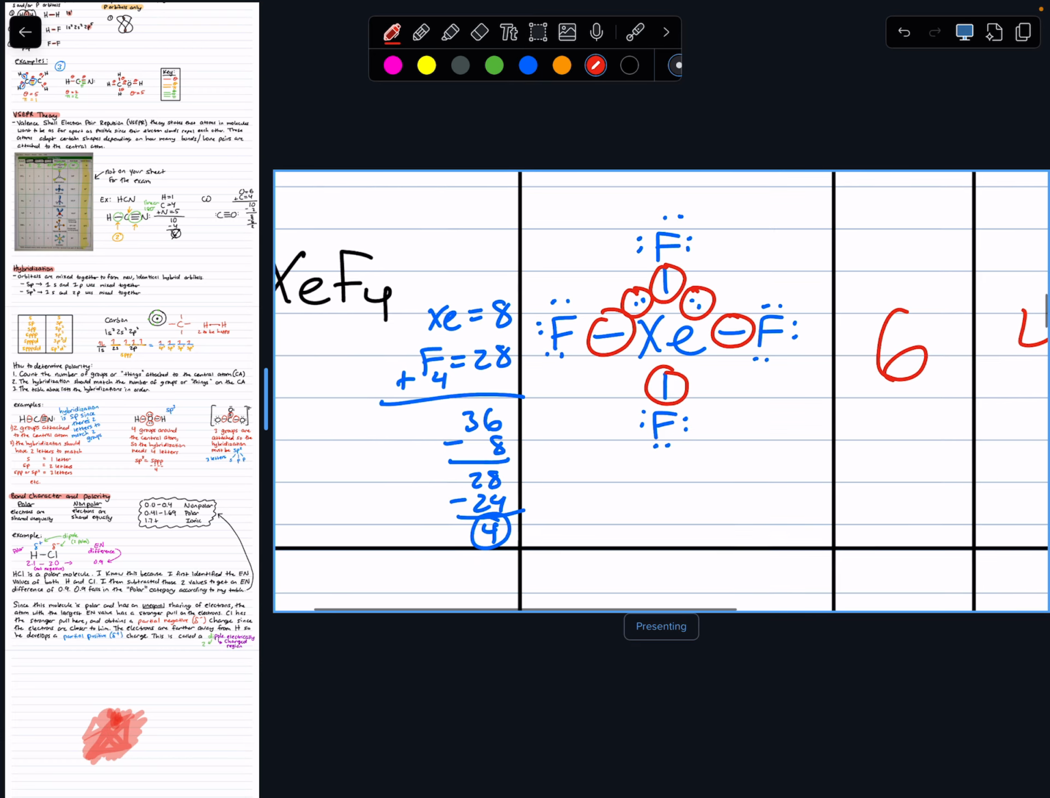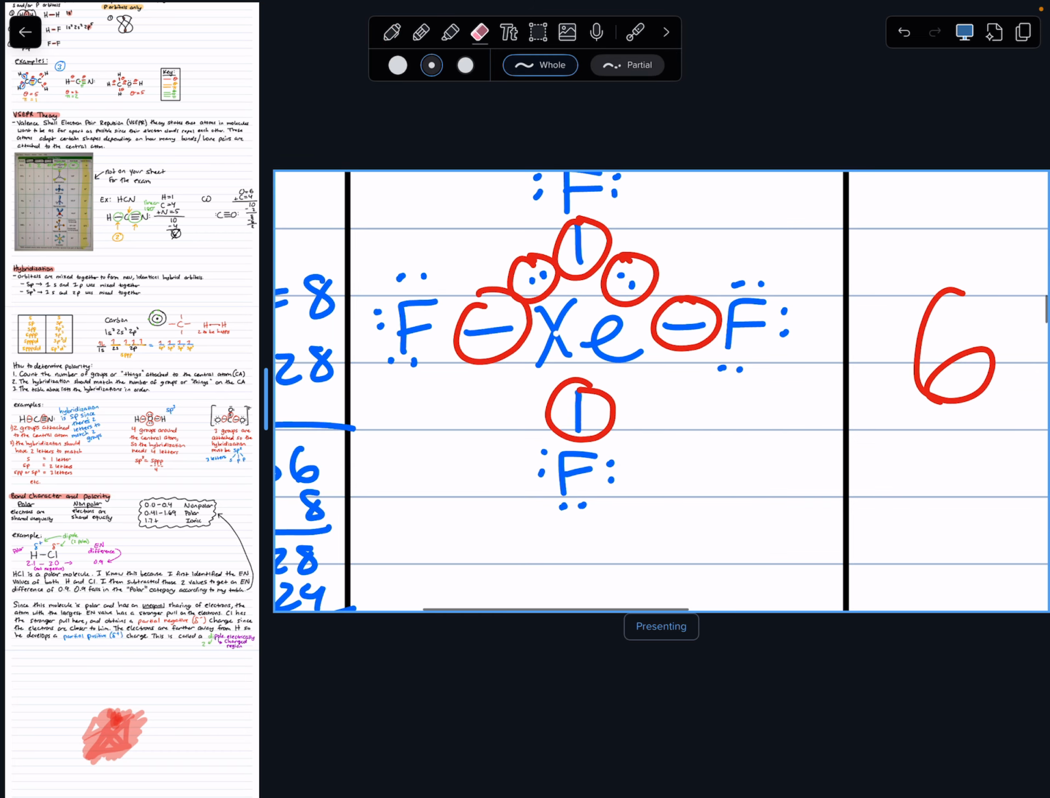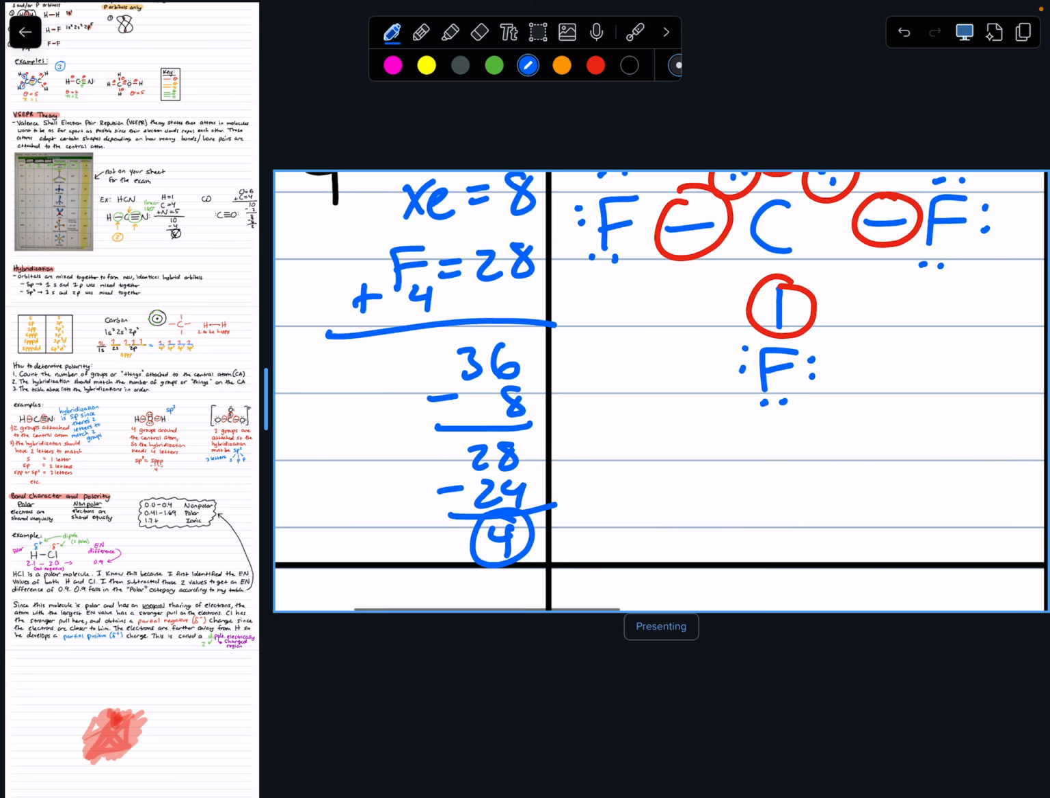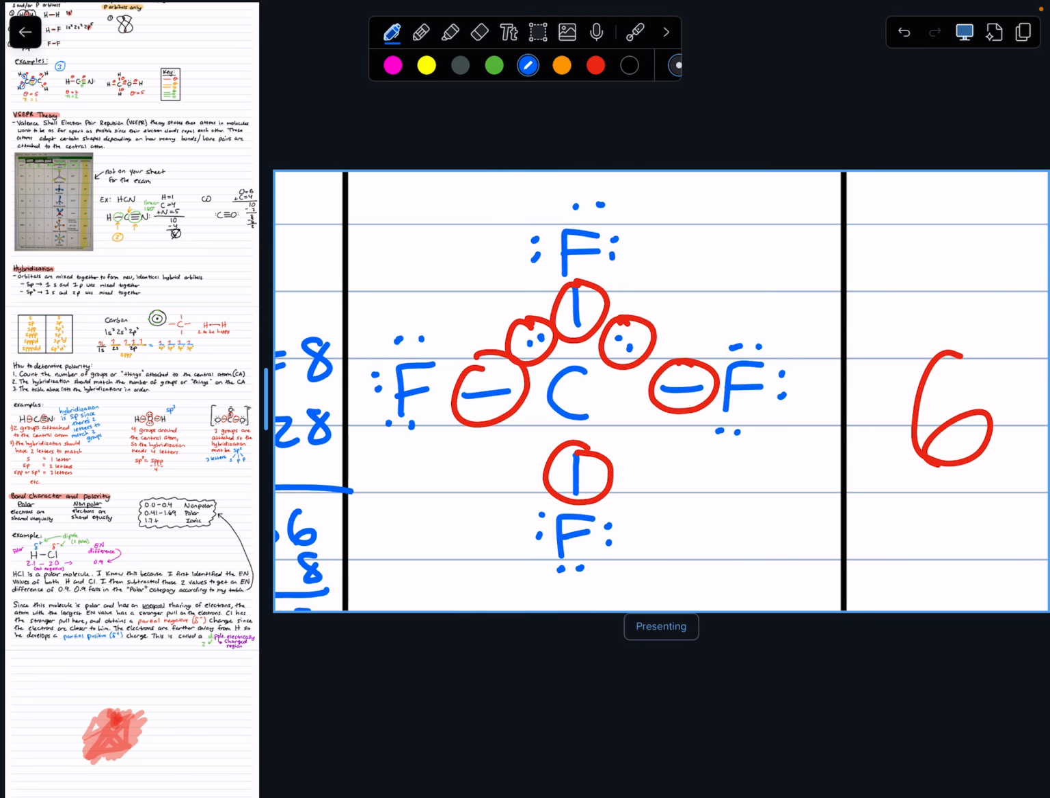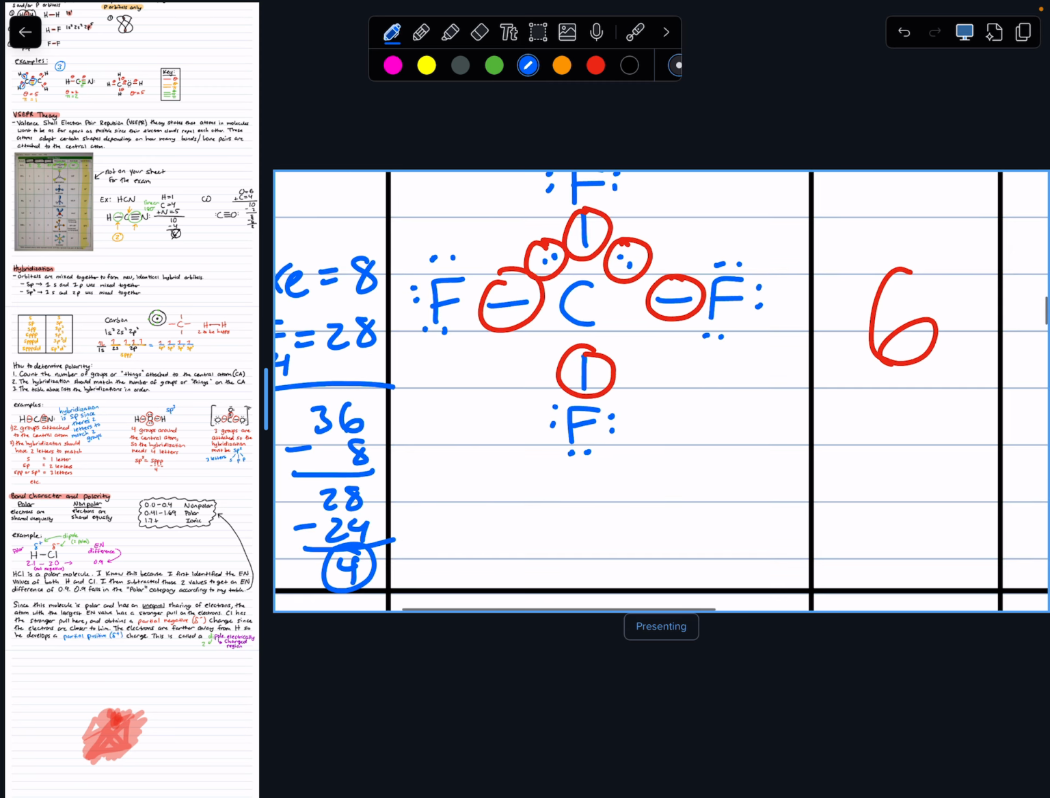Now, guys, what if I had 4 left over, but I didn't have xenon in the middle, I had carbon in the middle? Then you did it wrong. Then you counted wrong. Does that make sense? So let's say I did all of this, and I had 4 left over, but carbon was my central atom, and not xenon. Could I still put those 4 on carbon? No. No, I counted something wrong. Does that make sense?